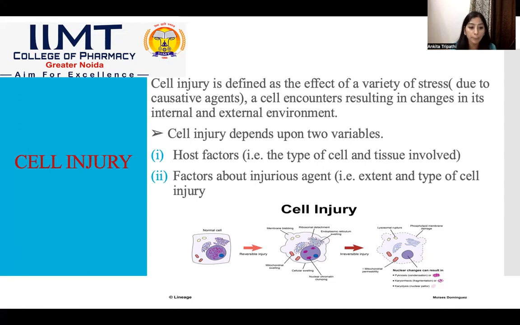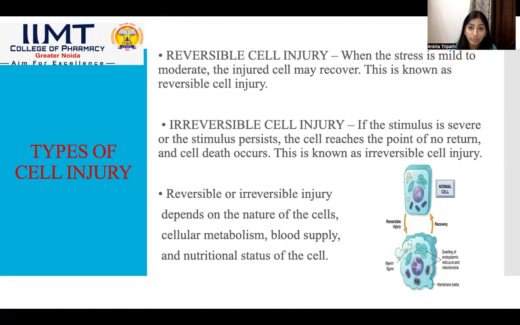Basically, cell injury depends upon two variables. One, the host cell, that is, the kind of cell on which the stress is going to occur. Second, the factors. Factors means it can be due to lack of oxygen, lack of blood, a mechanical factor, or the extent, like at what severity the cell injury has been done. These are the two factors on which a cell injury depends.